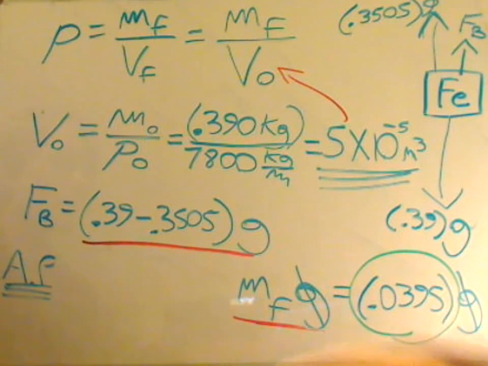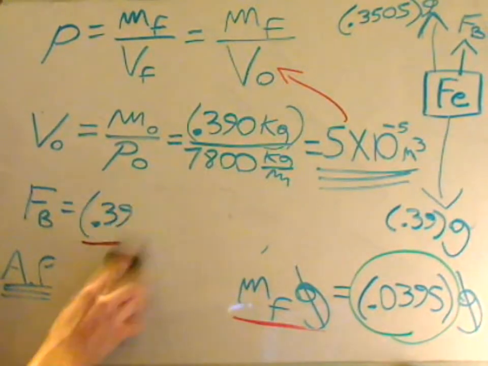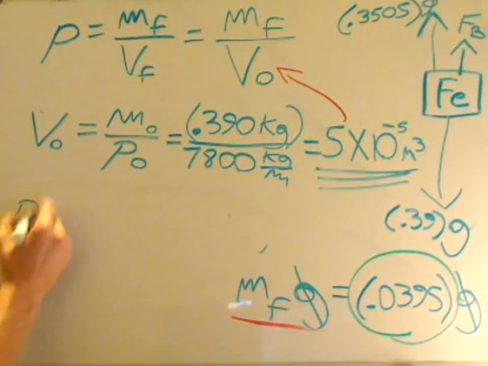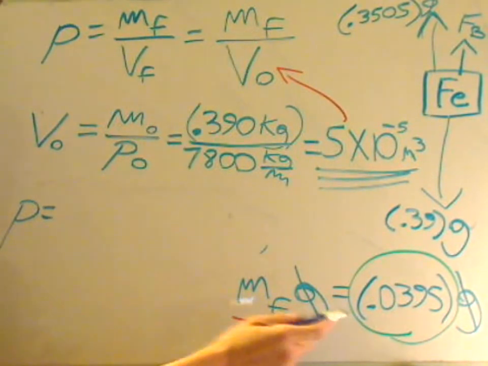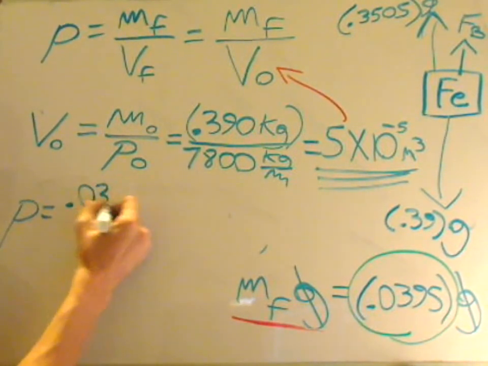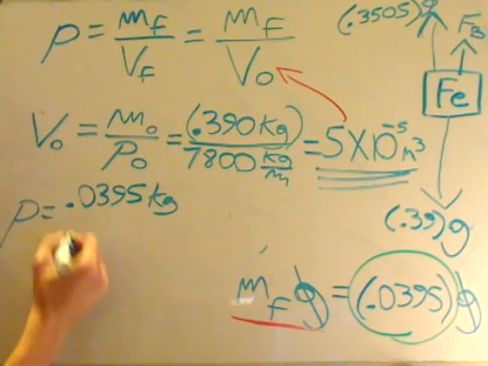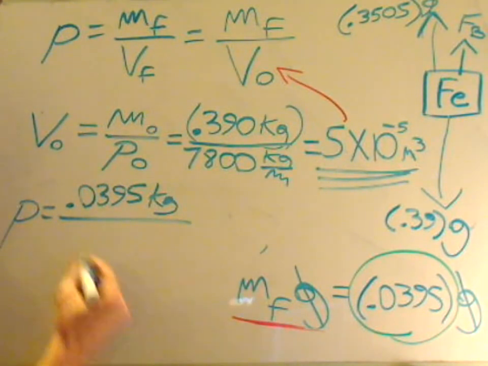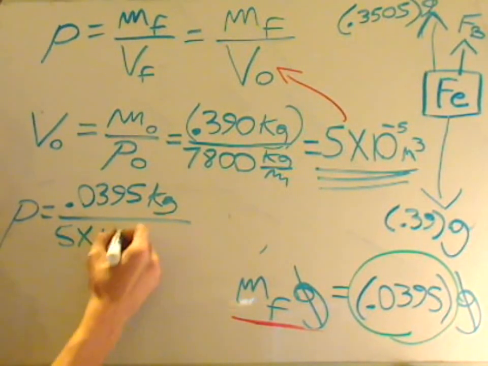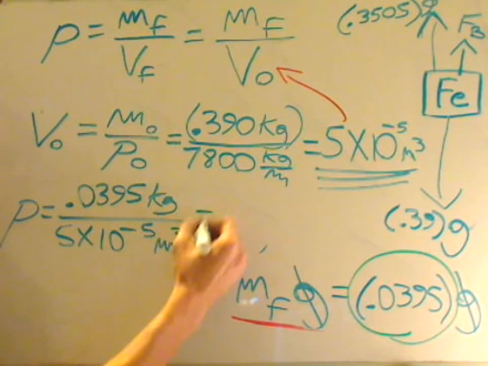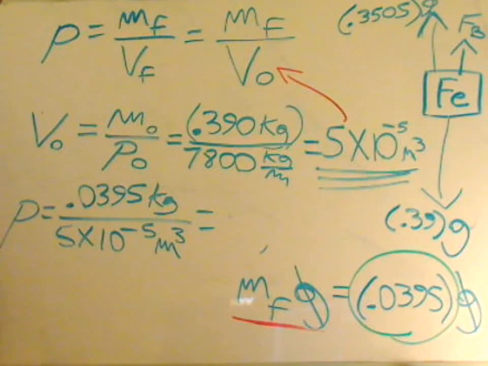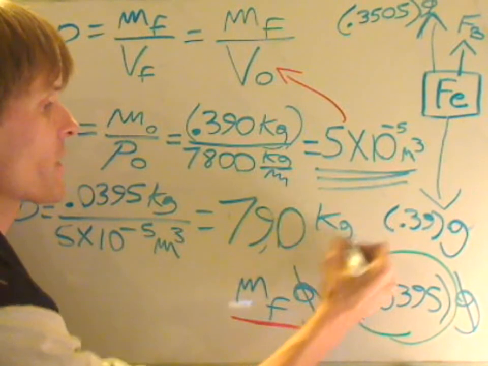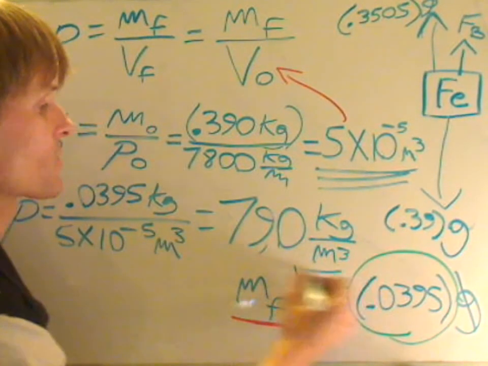To do that, I'm going to erase this stuff over here. So the density is equal to the mass of the fluid displaced, which is 0.0395 kilograms, divided by the object volume, which is 5 times 10 to the minus 5 cubic meters. Okay, so you do that calculation, and the number you get here is 790 kilograms per cubic meter.